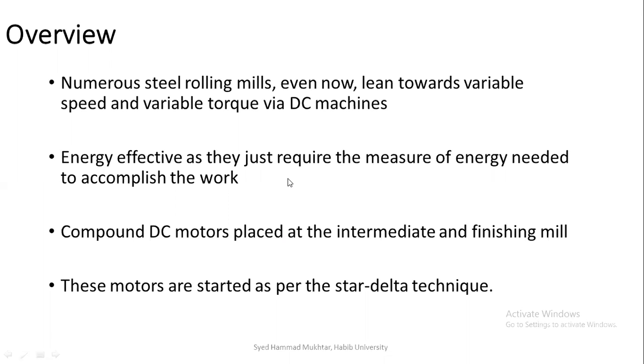And these DC motors are compound DC motors placed at intermediate and finishing mills, as you just saw earlier in the previous slide. And these motors are started as per the star delta technique. So what is the star delta technique? In very brief words, once the motor starts, the inrush current shoots up, and at this point, the star arrangement brings down the current and puts the motor on delta arrangement, where the motor operates at maximum RPM, which it is supposed to do.